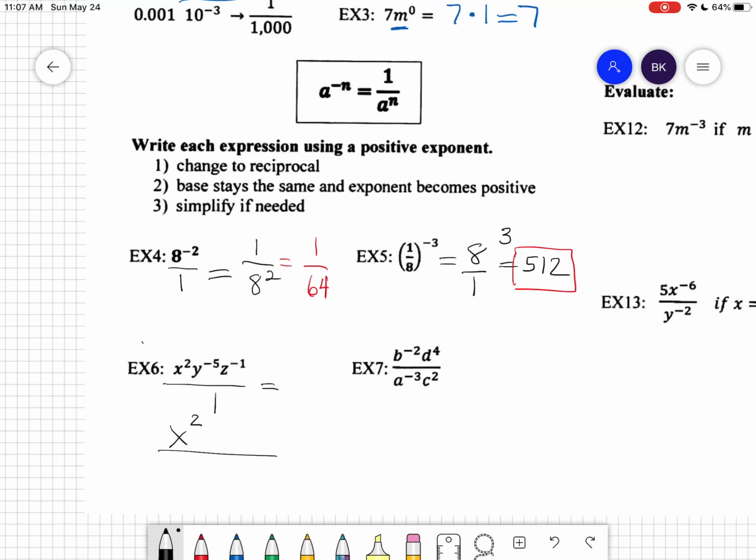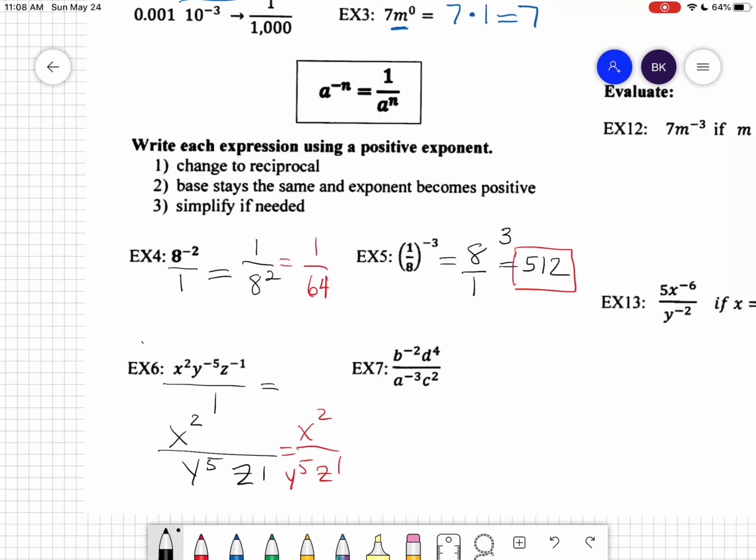Y to the negative fifth is negative, so if I take a reciprocal of that, it will be 1 over y to the fifth, right? So y went to the bottom. I'm going to write that at the bottom, and the exponent will be positive. And z to the negative first is also negative, so it's going to go to the bottom, z to the first power. So my answer is x squared over y to the fifth, z to the first power, and that is written using positive exponents.